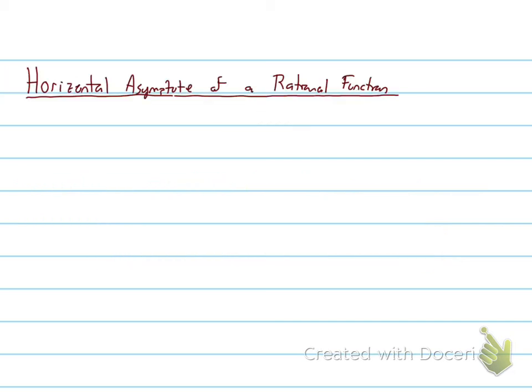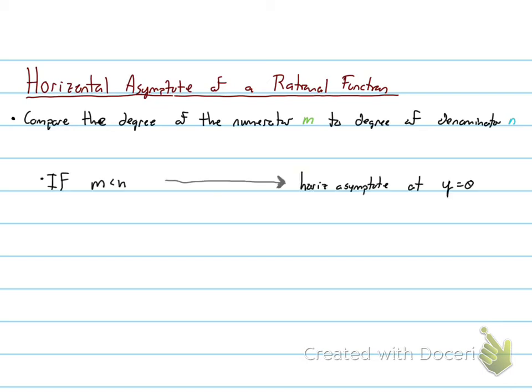Finally, horizontal asymptotes are where I have a couple different situations. How I find a horizontal asymptote is I have to compare the degree of the numerator to the degree of my denominator in each function. If the degree of the numerator is less than the degree of the denominator, my horizontal asymptote is always going to be y equals 0. That's also the x-axis if you want to make a note of that.